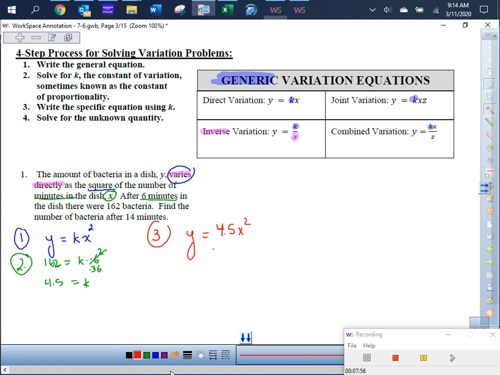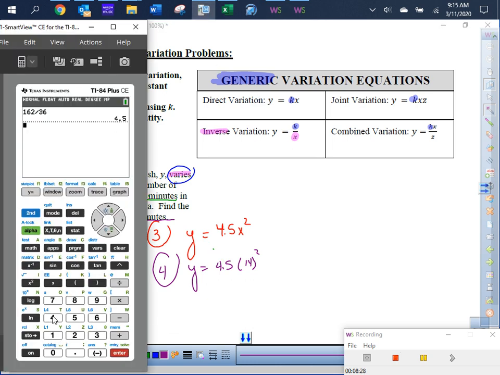And now that we have this, it's time for step four, answer the question. Step four says find the number of bacteria after 14 minutes. So, okay, now that I know the equation for the scenario, I can sub in. Where does the 14 go? Does it go in for x? Does it go in for y? X, because it's in minutes. So I'll sub in to show some work, and then we can just punch it in. Remember, the 14 is going to get squared. So 4.5 times 14 squared.